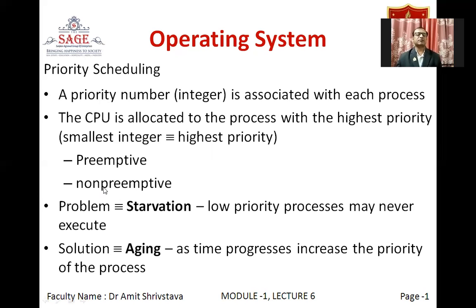The main problem of this priority scheduling algorithm is that of starvation. It means the lower priority process may never execute, because if the higher priority process continuously comes in the system, then the lower priority process may never get a chance to run. So the solution for this starvation problem is aging. As time progresses, we increase the priority of each process. So ultimately, the lower priority process will also get higher priority gradually with time, and ultimately it will get the opportunity to execute or run.